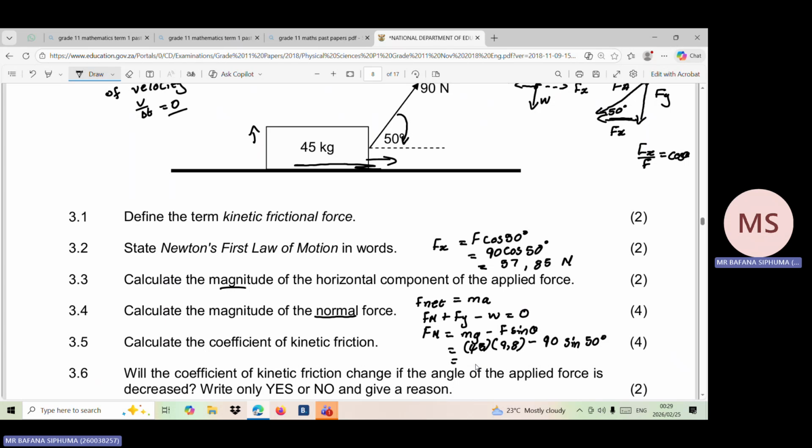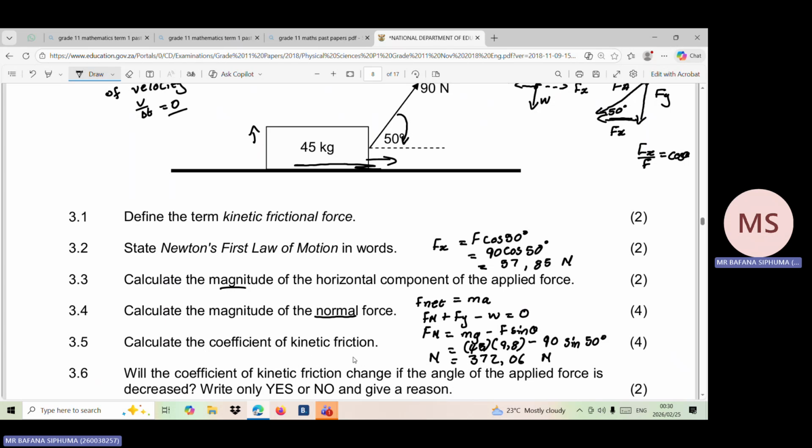This is 0.45 into 9.8 minus 0.90 sine 50 degrees, and then this is equal to 372.06 newtons. Yeah, that is it. We are fine. I hope we are basically fine. We have the normal force right there. This is my normal force, the only one, the magnitude.